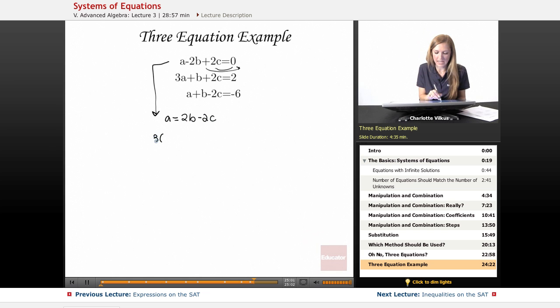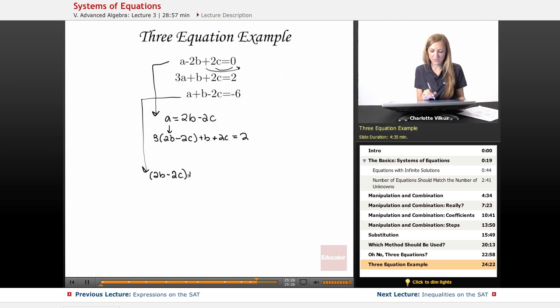So we take 3a, and then we put in our value for a. So 3 times 2b minus 2c, plus b plus 2c, is equal to 2. And then we can also do that for our second equation. So that one we have a, which we're going to put in 2b minus 2c for, plus b minus 2c is equal to -6.